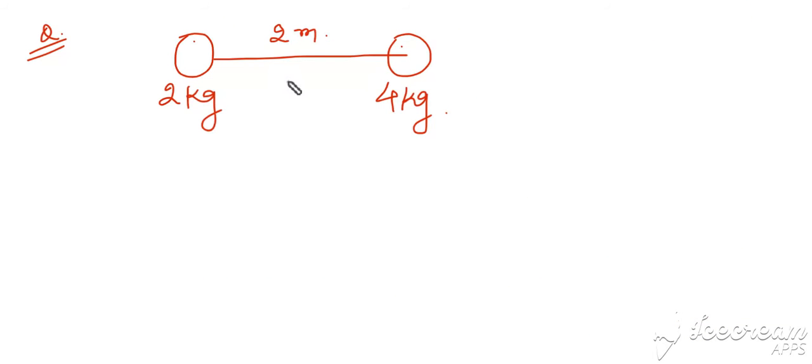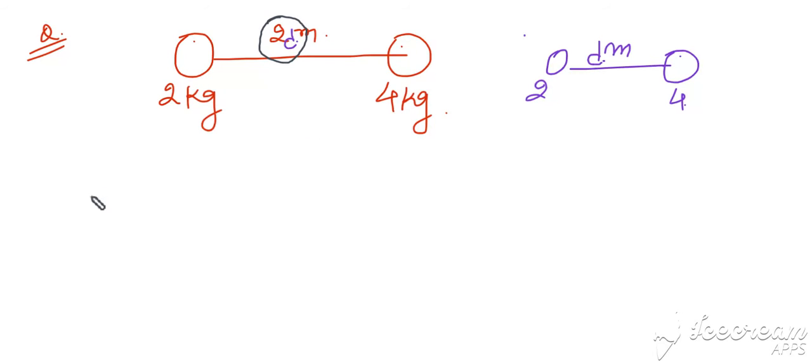Yes. So the problem was two objects are there, with masses 2 kg and 4 kg. They are separated by a distance of 2 meters. And let us suppose these two masses are brought closer by 1 meter. So you have to find out the force now. So let us say it is 2d meters, it is 1d meter. So what is the force now? The distance of separation between them is 2d. So what will be the force?